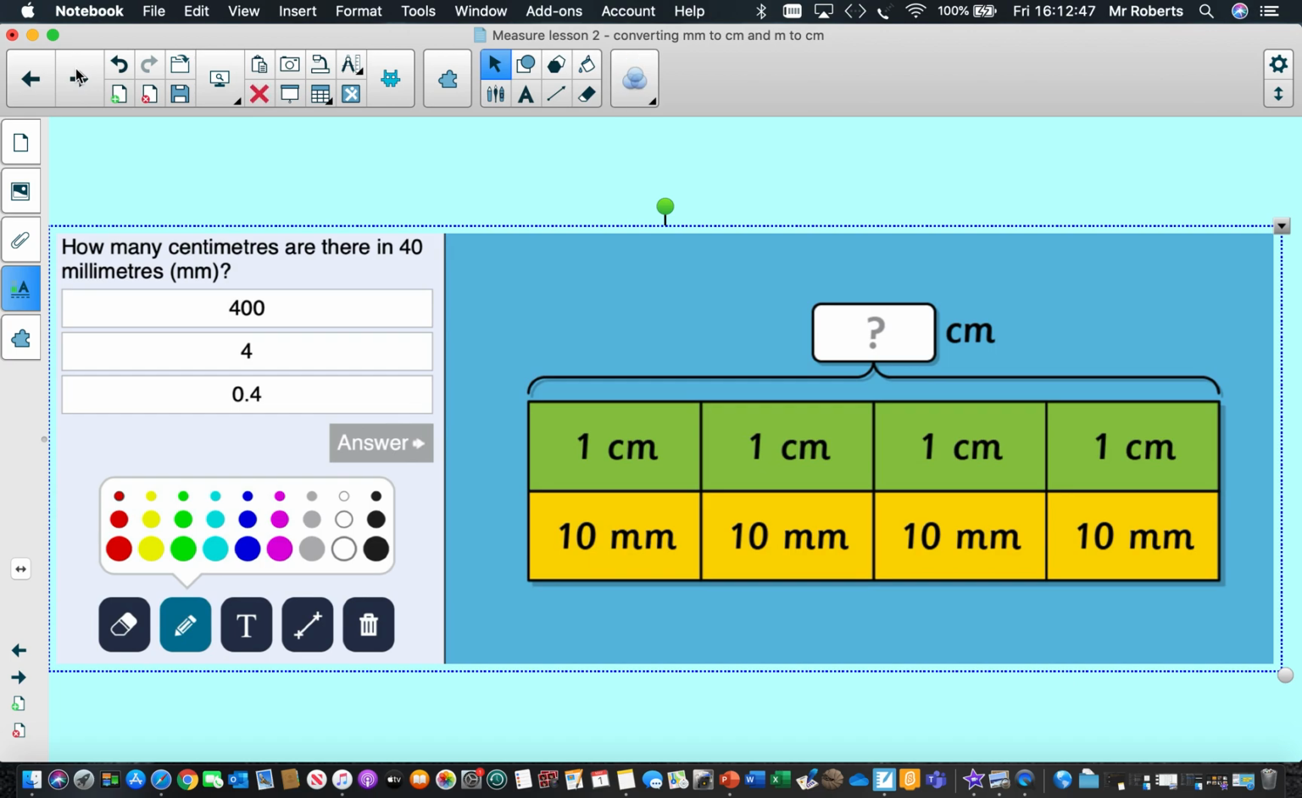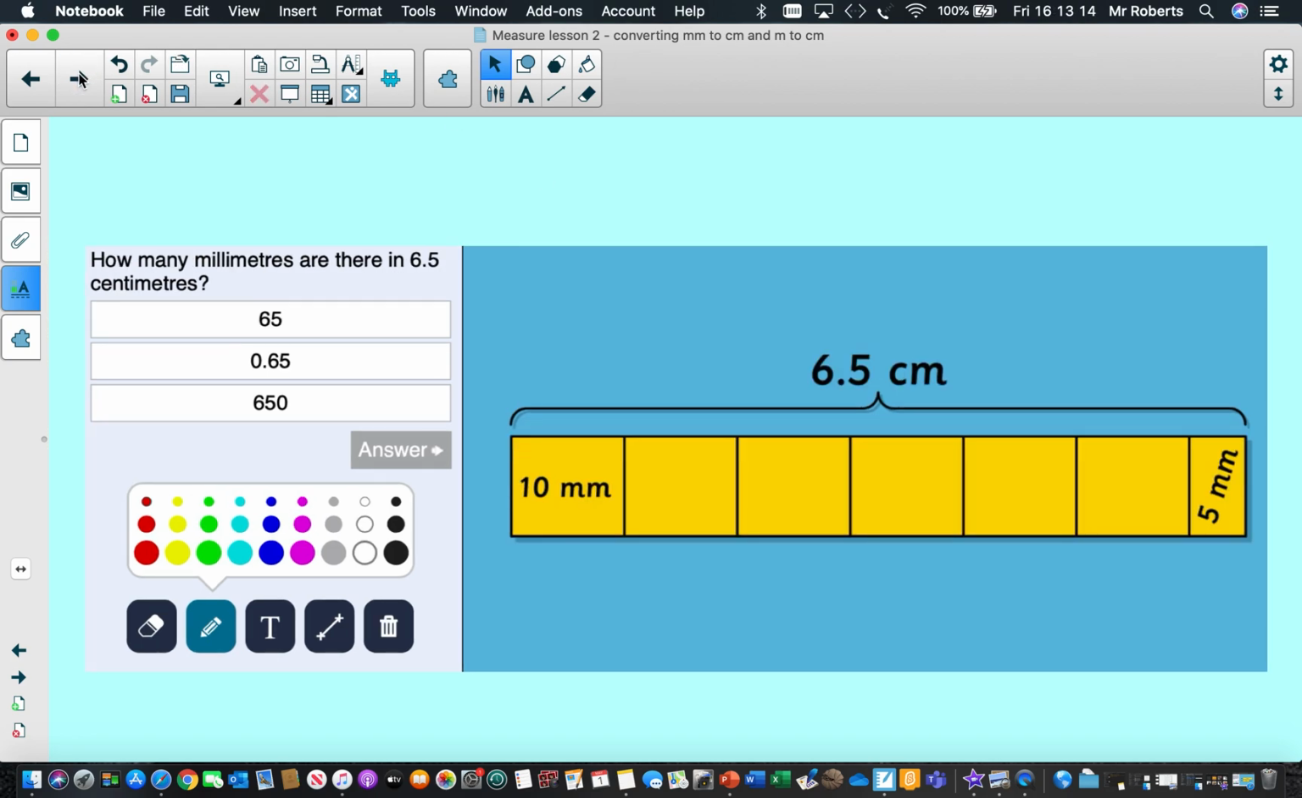Let's have a look at our next question. How many centimetres are there in 40 millimetres? Here, if I look at my millimetres, I've got 10, 20, 30, 40. So my bar model is correct. All I need to do is then go 1, 2, 3, 4, because 40 divided by 10 is 4. Nice and simple to begin with.